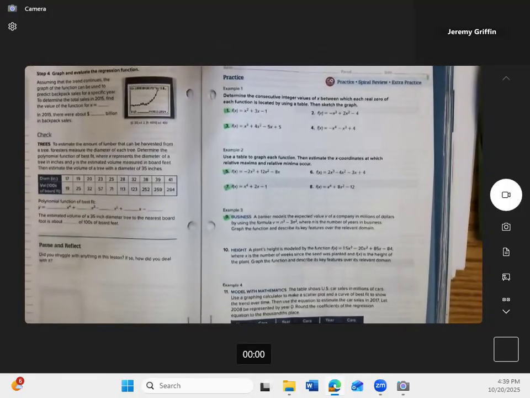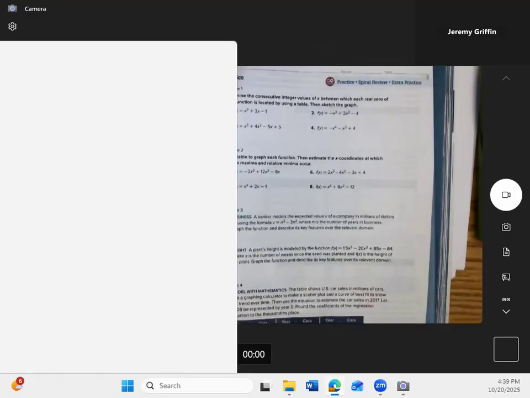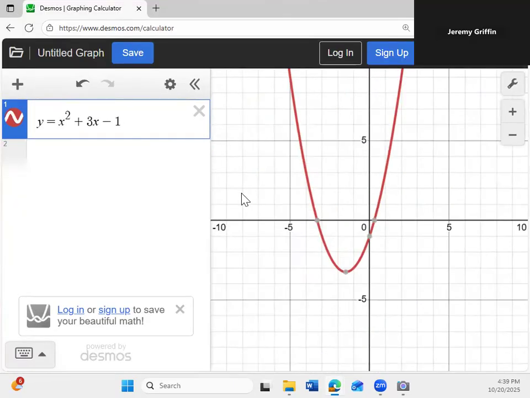What we got here? x squared plus 3x minus 1. Okay, I got it right here. Come on, drag over here. Ready to go. Right. So I plotted that ahead of time. Yep, it's a parabola. No surprise.